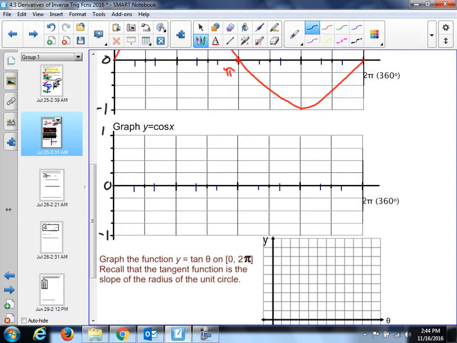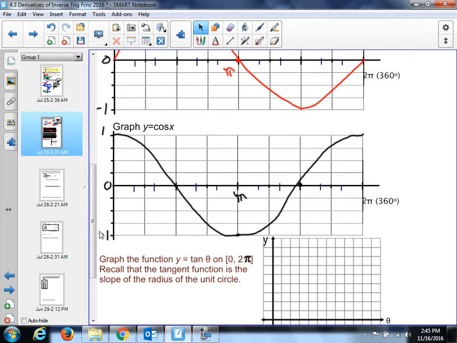Here's my pi here. Pi halves, 3 halves, okay. Okay, that's a freehand graph. It's rough. I didn't quite hit my 0 perfectly right here, but you get the idea. You should be able to rattle one of those off real quick. Anyways, for the cosine function.